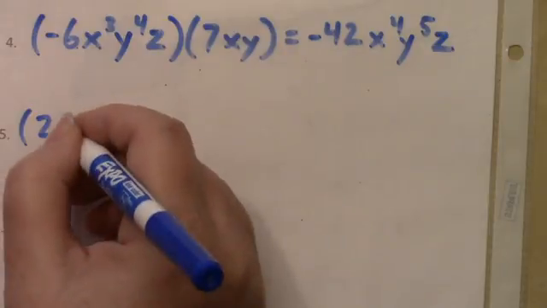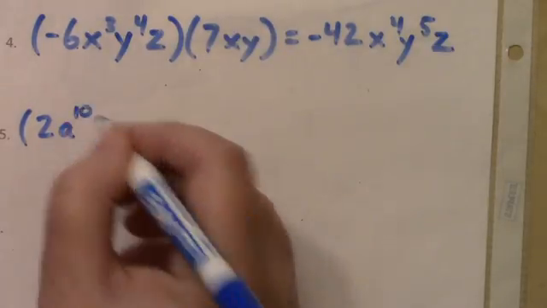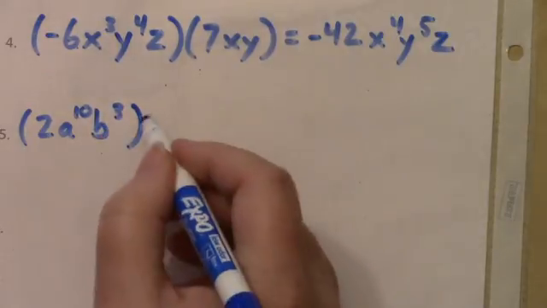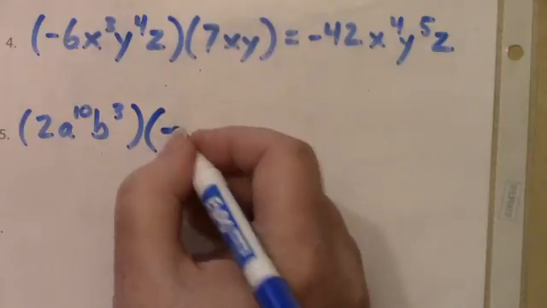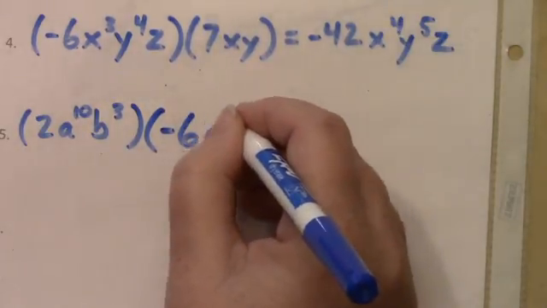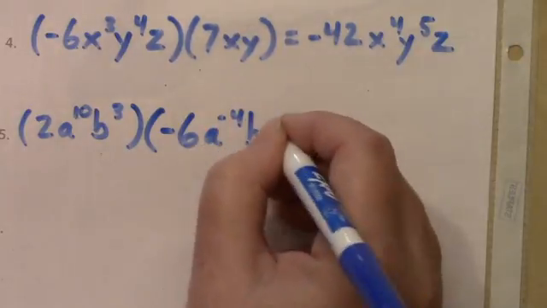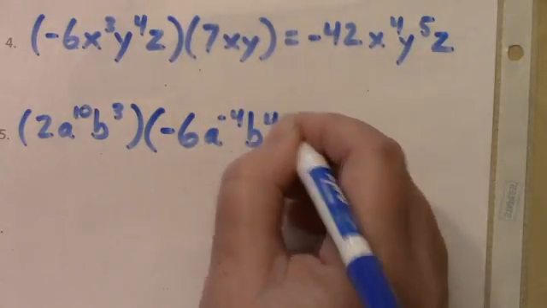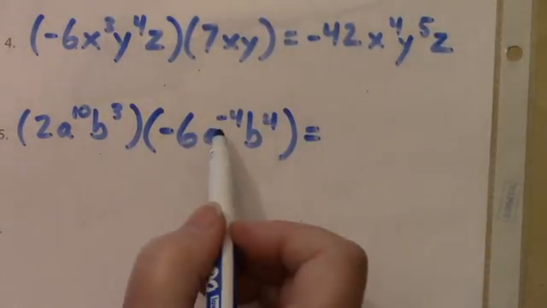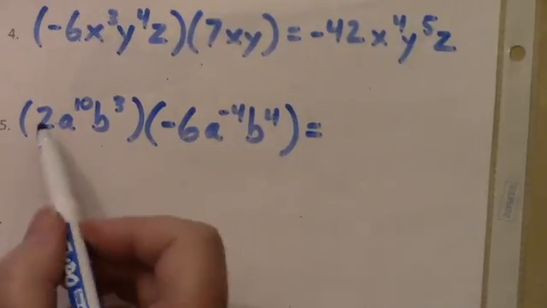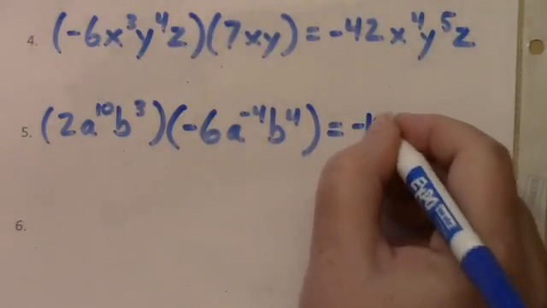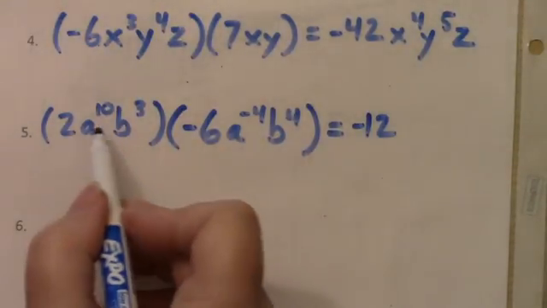How about 2a to the 10th b cubed times negative 6a to the negative 4th b to the 4th. Okay. We have something negative here, but don't worry too much yet. 2 times negative 6, negative 12. Let's just apply our rule.